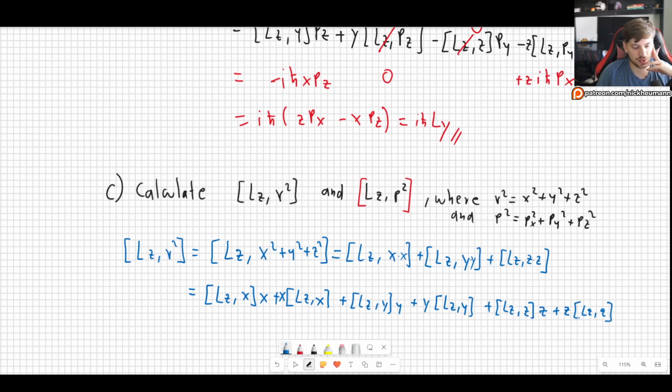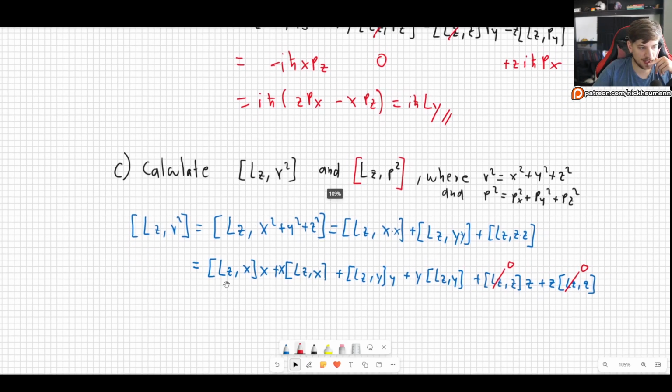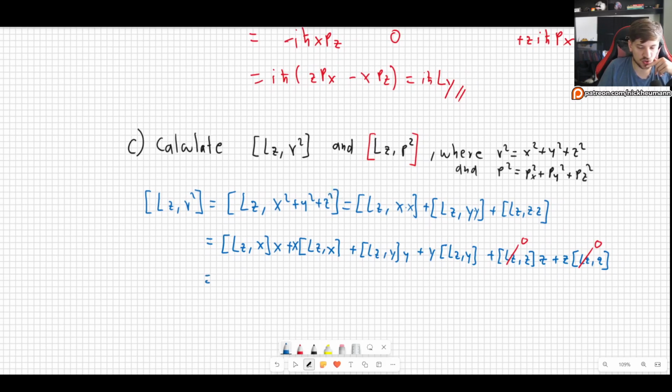And we know what each one of these are. We calculated them at the start. So [Lz, z] is 0. [Lz, y] and [Lz, x] we already found. So [Lz, x] was iℏy, and then we have the x, then we have plus x, and this commutator is again iℏy. And what else do we have? We have this other commutator which we already found, and it is minus iℏ times x. And finally here we have plus y times minus iℏ times x.